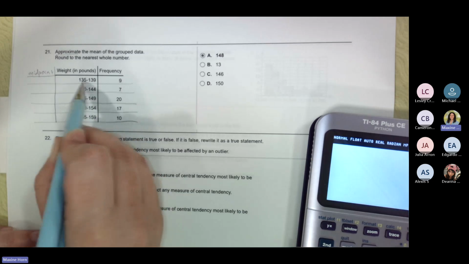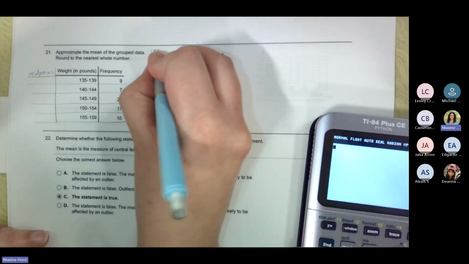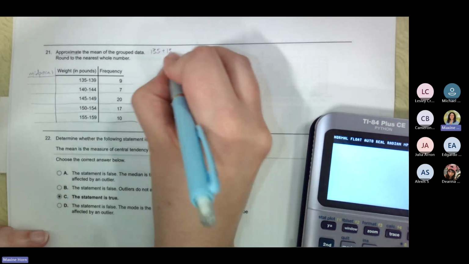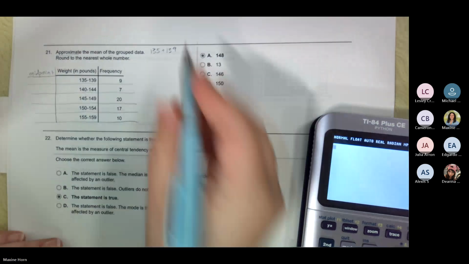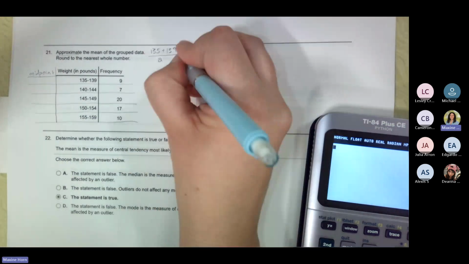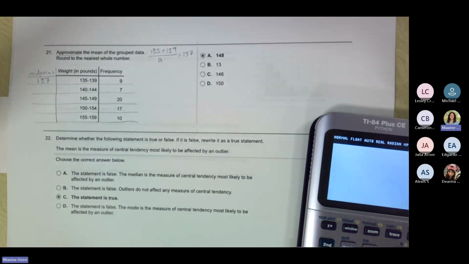So how are we going to do that? Remember, the midpoint is the average of the lower class limit and the upper class limit. I have a lower class limit of 135 and an upper class limit of 139. I add those together and divide by 2, and I get 137. Great, that's the midpoint of my first class.